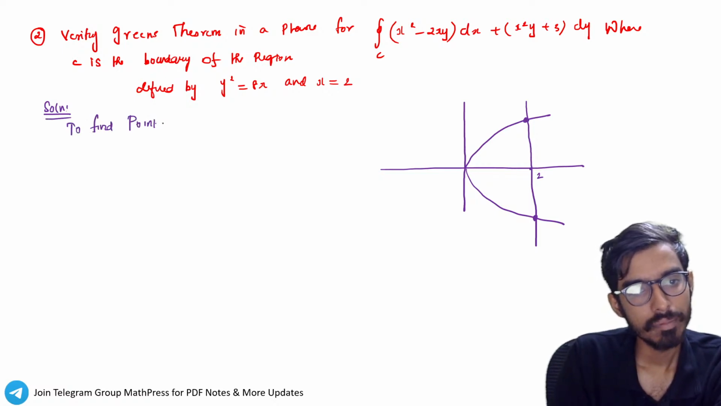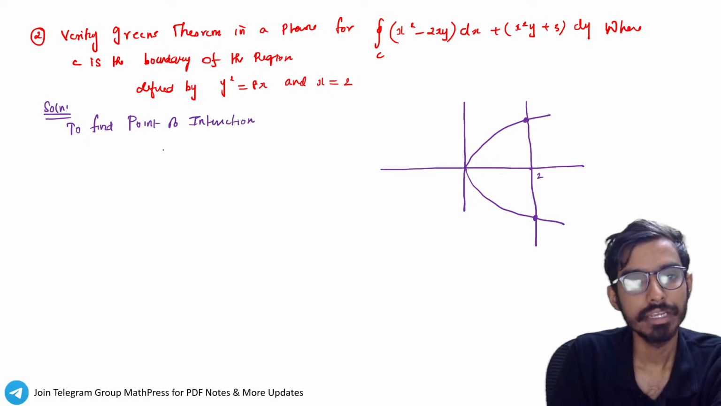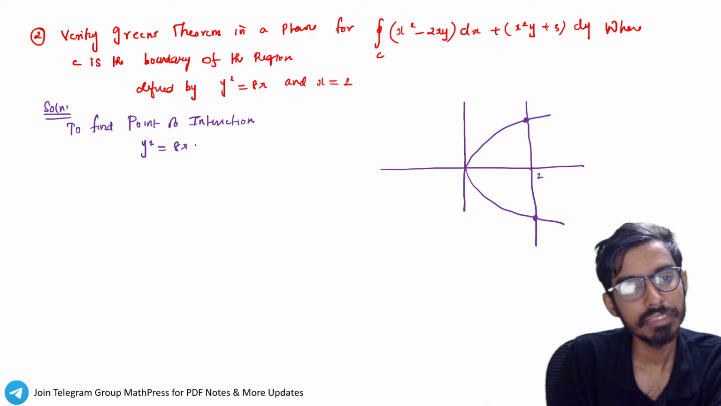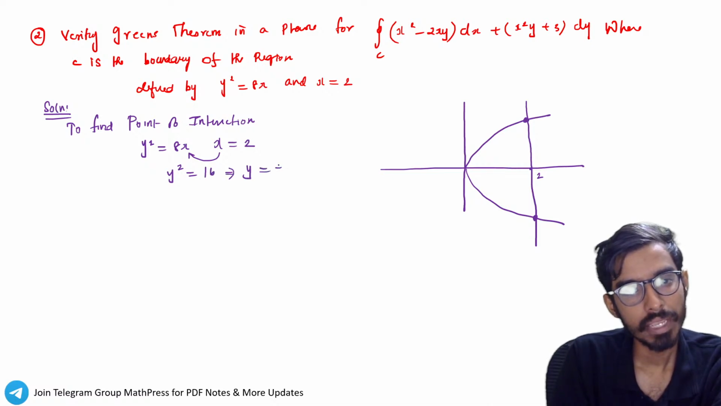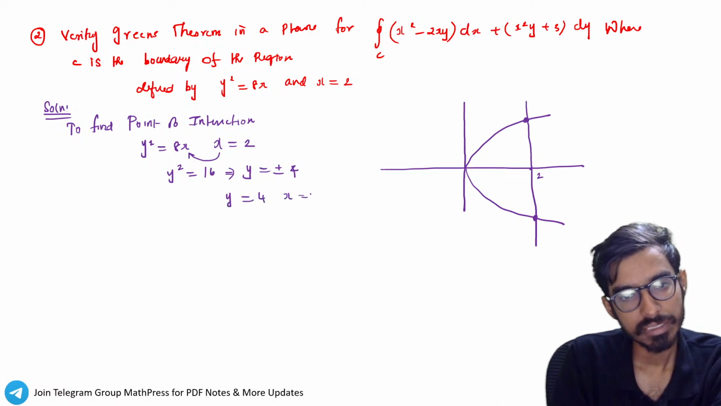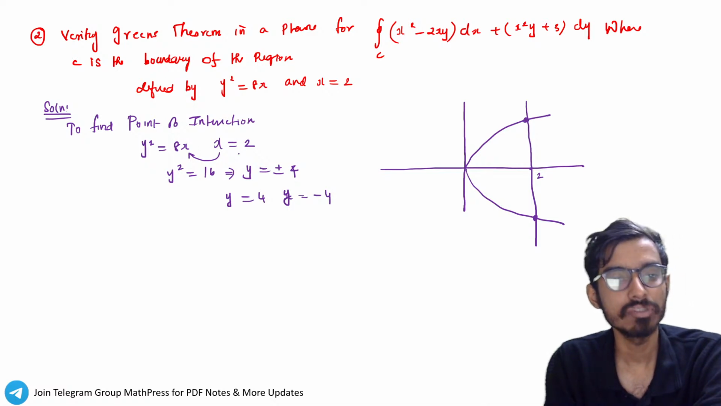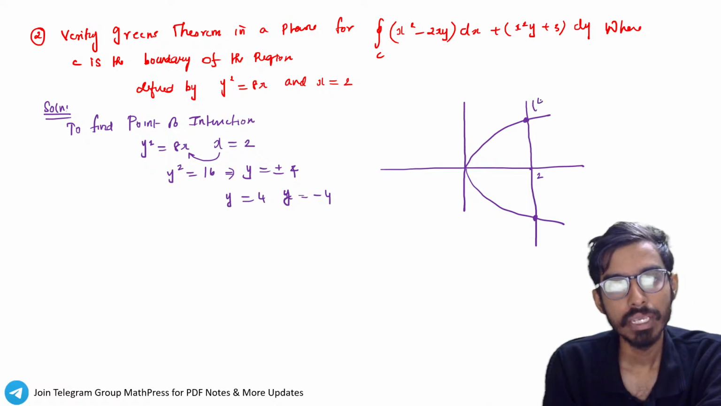So to find the point of intersection, we have y square is equal to 8x and we know x is 2. Substitute this here. So that means y square is equal to 16. That means y is plus or minus 4. So y is 4 or y can be minus 4, and we know x is always 2, right? Therefore this point will be 2 comma 4.